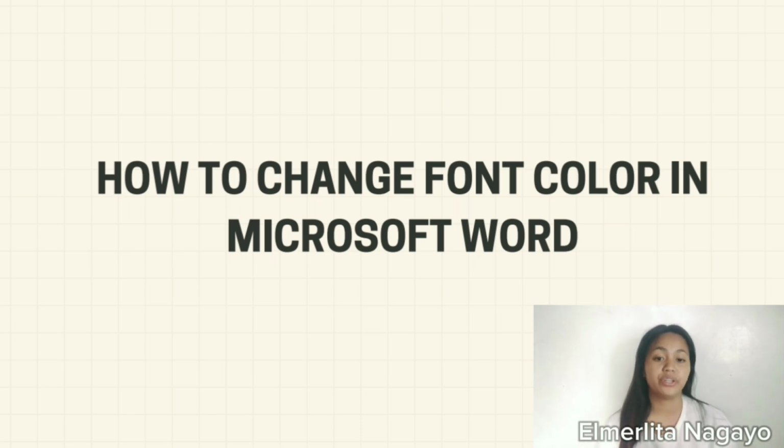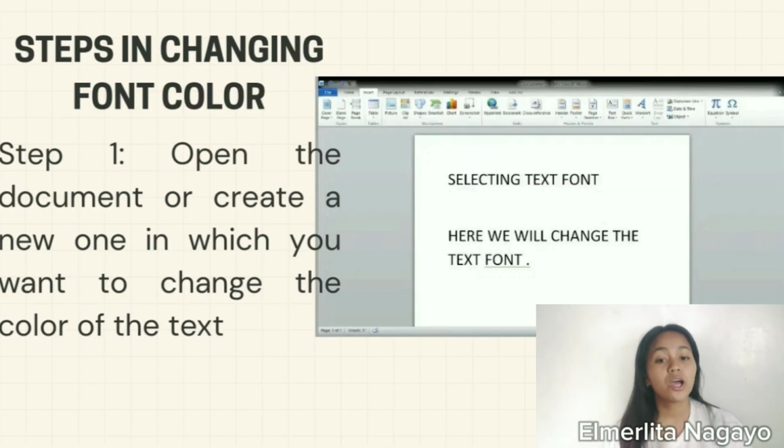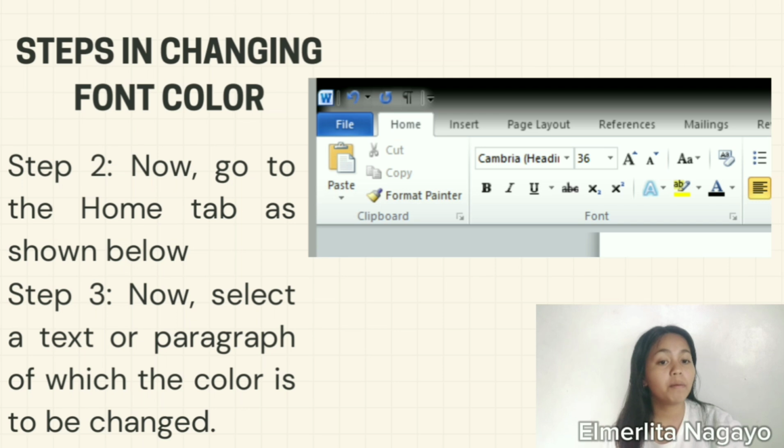So, the first step is to open the document, or create a new one, in which you want to change the color of text. Then, go to the Home tab as shown below.